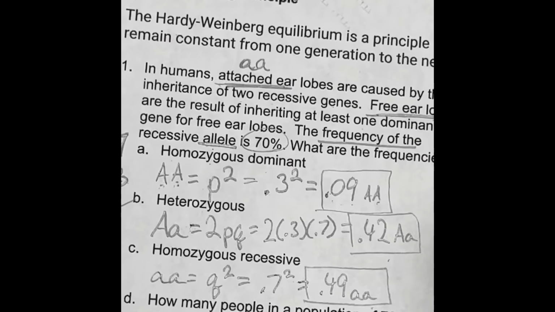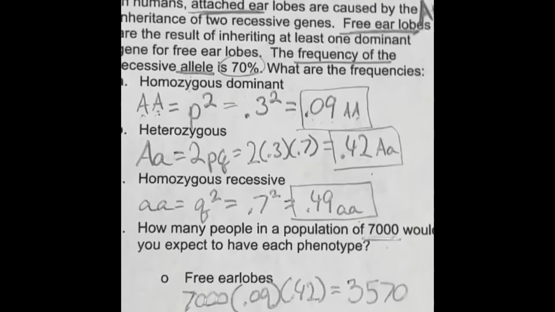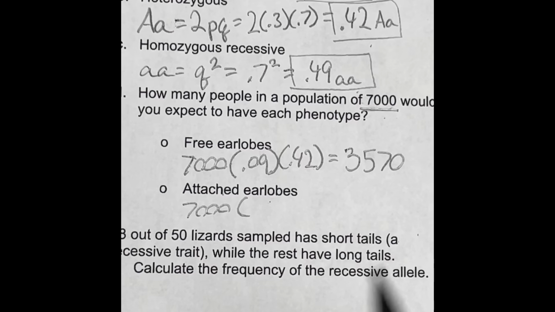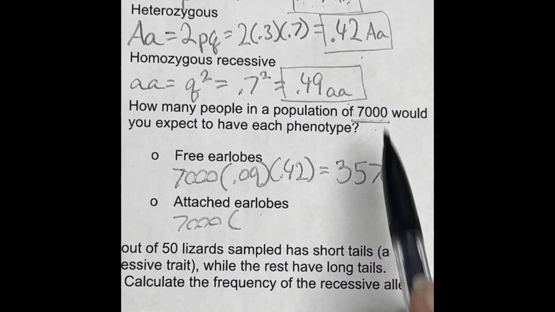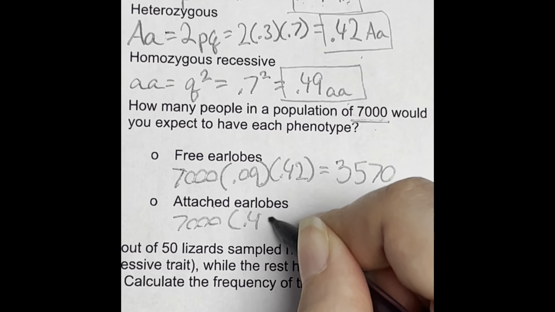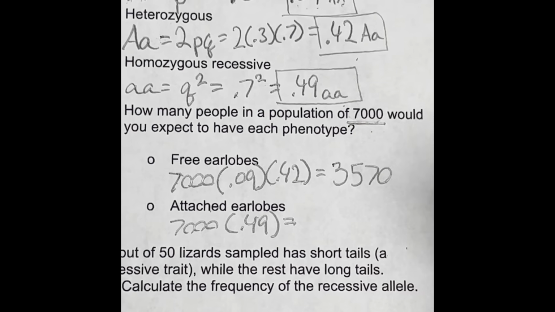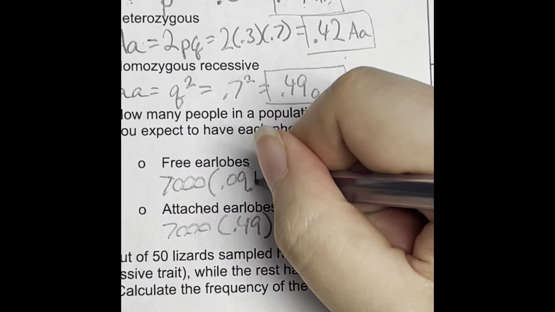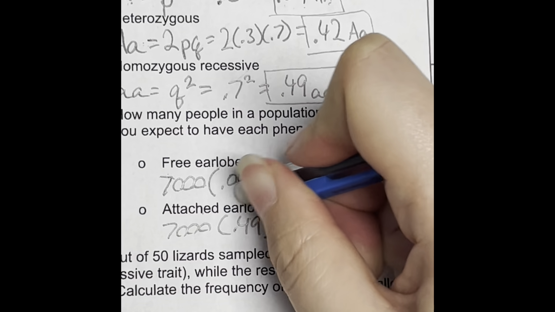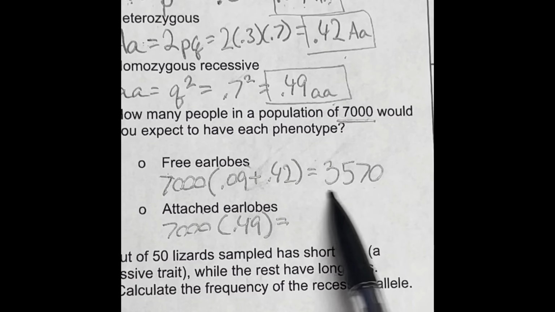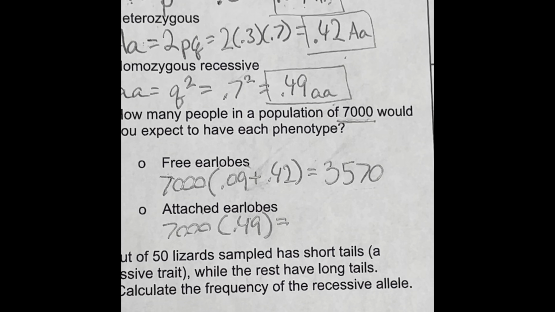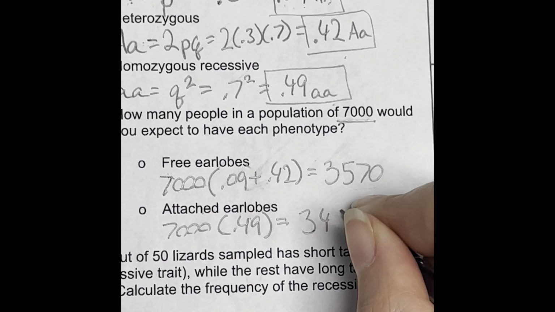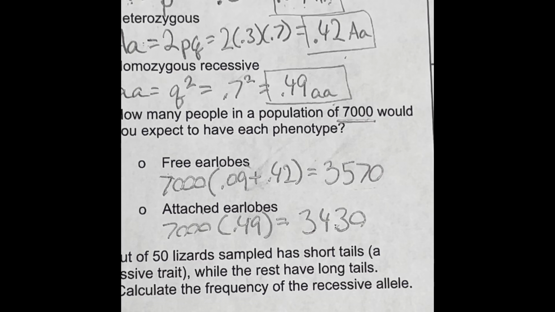If I look at my notes, attached earlobes is only homozygous recessive. So I'm going to take our total population, which is 7,000 people, and multiply it by the frequency of homozygous recessive, which is 0.49. I apologize, we add these together. We don't multiply them out. That's the correct answer. Okay, so 7,000 times 0.49, if we plug that into the calculator, is 3,430.